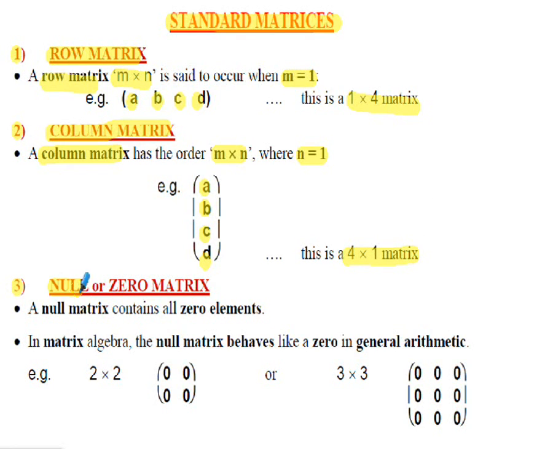3. The null or zero matrix. The null matrix contains all zero elements. So in matrix algebra, the null matrix behaves like multiplying by 0 in general arithmetic. So here is a 2 by 2 null matrix having 4 elements. Here is a 3 by 3 null matrix having 3 by 3 elements.